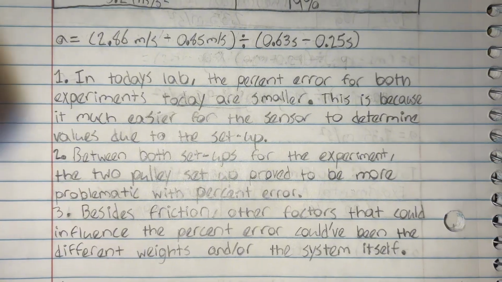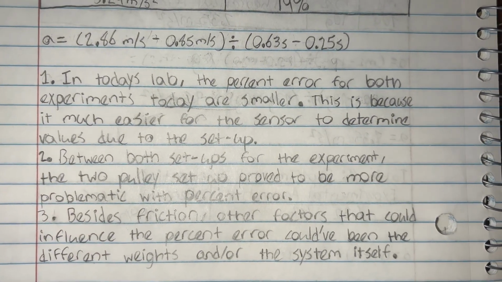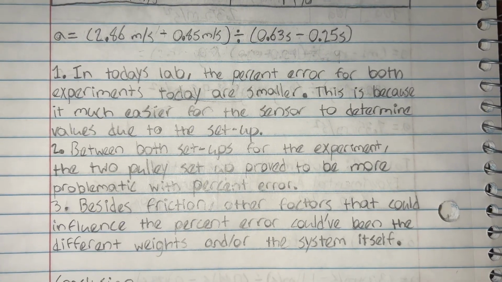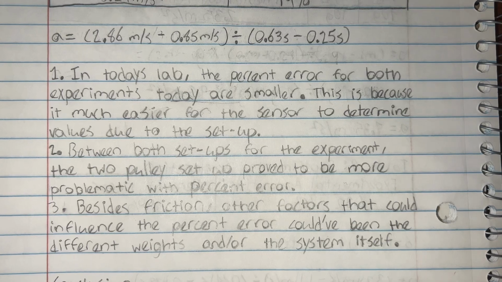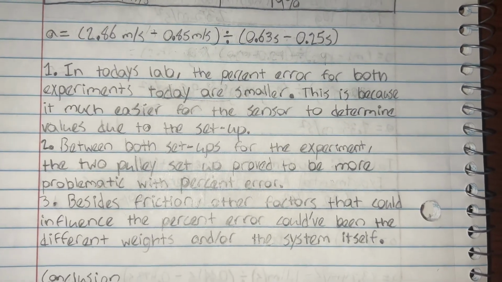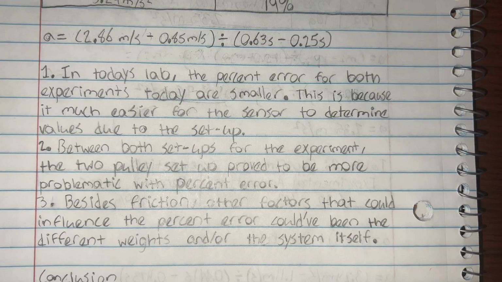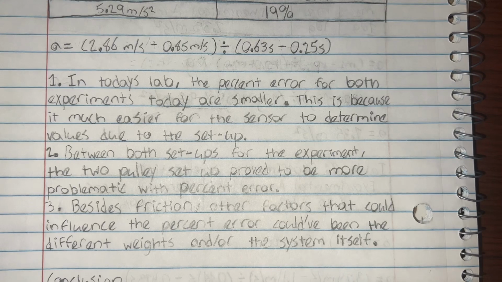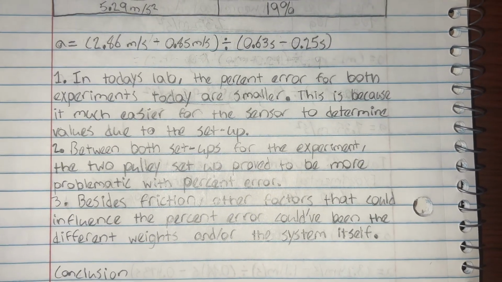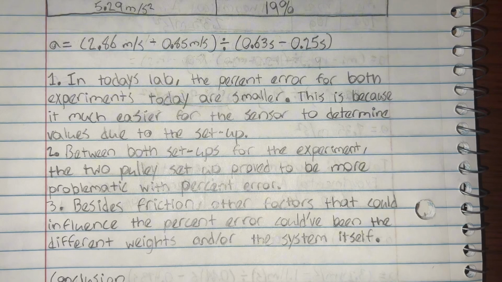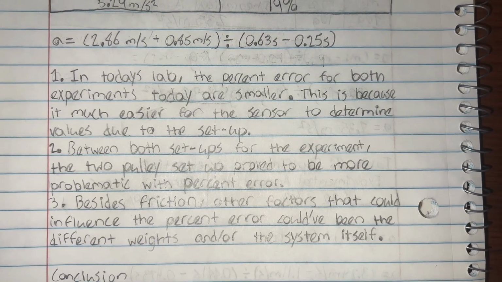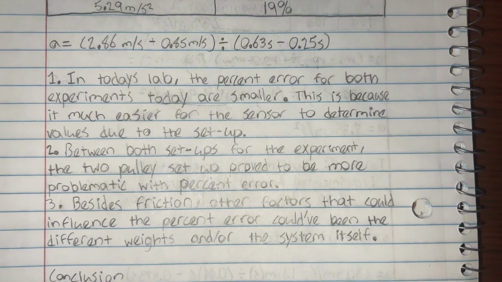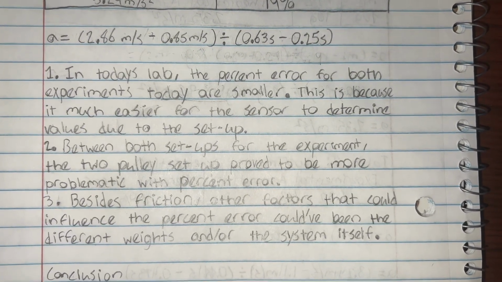So for today's lab, we determined that the percent error for both experiments today were usually smaller than when we do it with the carts. Obviously, with the sensors with the carts, it might be a little bit more difficult to determine our values due to its setup and the sensor maybe having a certain range before it becomes unregistered. So it may have been difficult to find a good percent error for the carts, but luckily for us today, it wasn't too difficult to find the percent error for the pulley systems.